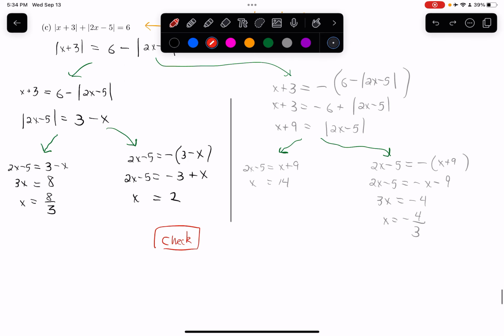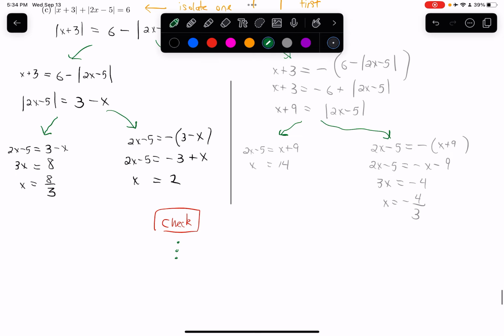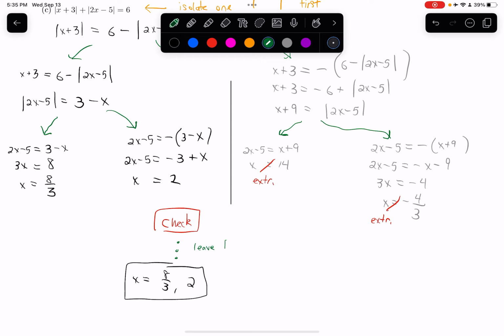So what I'm going to say is I'm going to put a ... and I'm just going to tell you which answers don't end up working. It turns out that when you check them, 14 doesn't work. This is extraneous. As well as this negative 4 over 3. That's extraneous. But I got to plug them in and see if the sides are equal to see if they're going to work or not. Okay, so what ends up working is just the 8 over 3 and the 2. Okay, so the actual check I am leaving for you as an exercise, some practice.